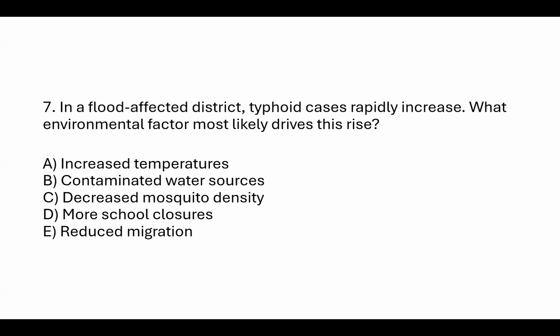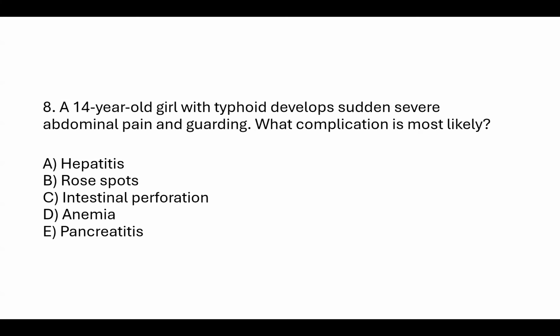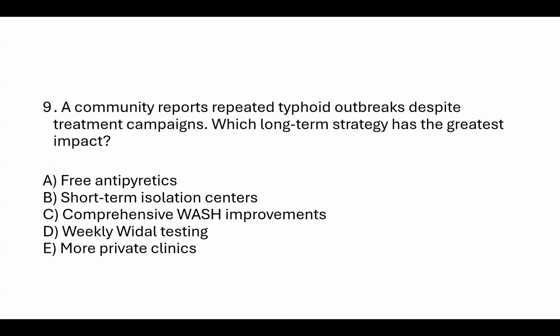In a flood affected district, typhoid cases rapidly increase. What environmental factors most likely drive this rise? Increased temperature, contaminated water sources, decreased mosquito density, more school closures, reduced migrations. B. Yes. A 14-year-old girl with typhoid develops sudden severe abdominal pain and guarding. What complication is most likely? Hepatitis, rose spots, intestinal perforation, anemia, or pancreatitis? C. Yes, it's C.